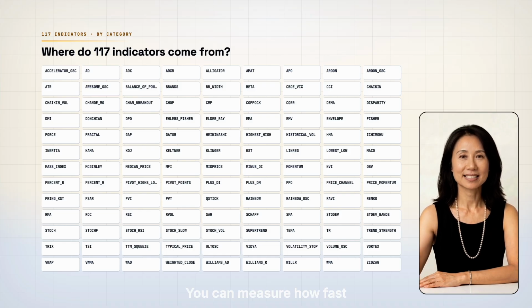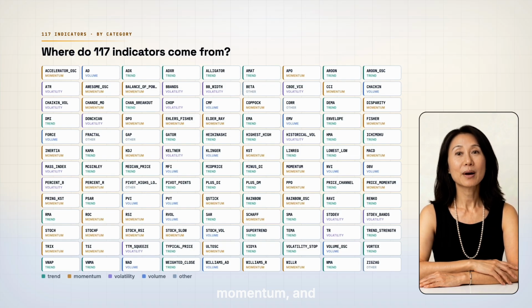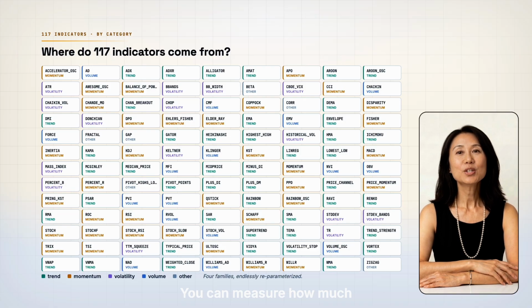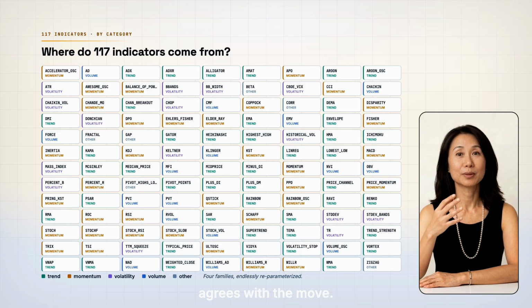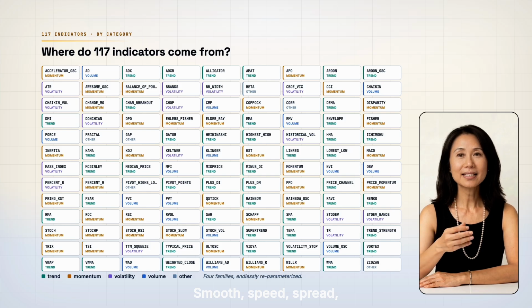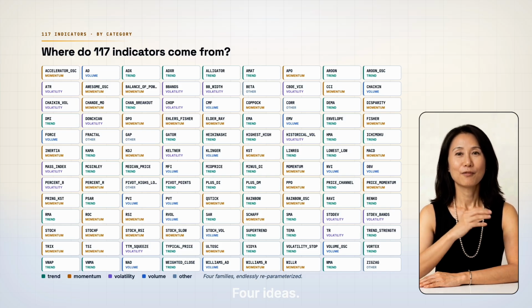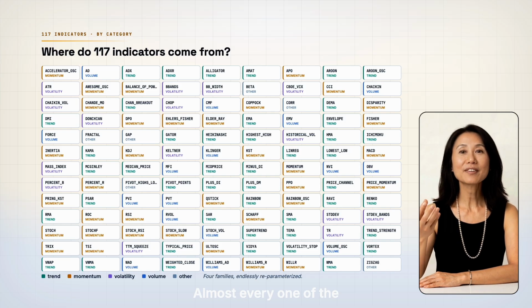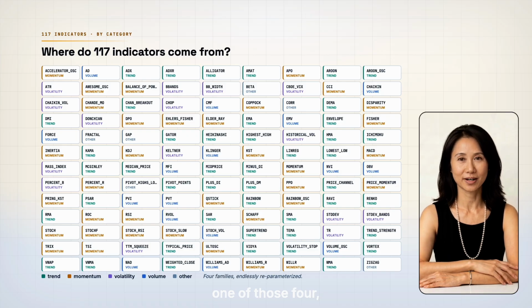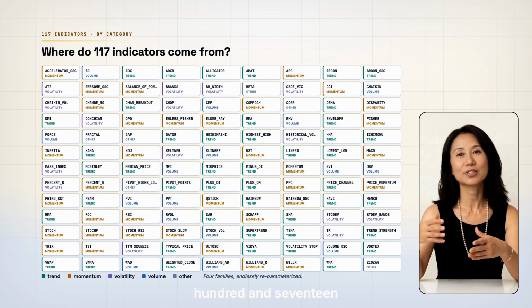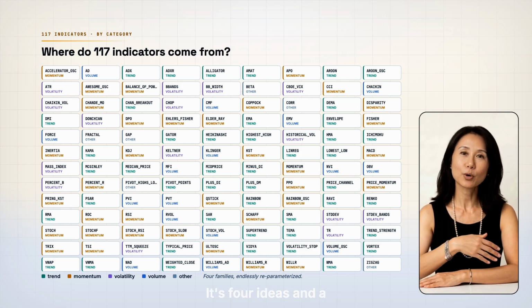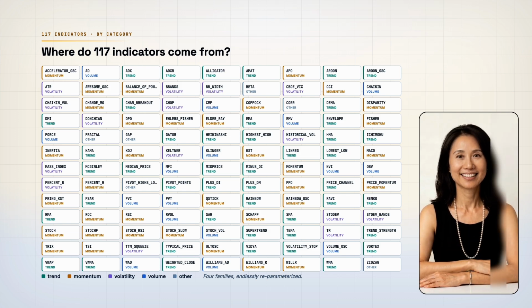You can measure how fast it's moving, that's momentum, and rate of change, and the relative strength index, and the stochastic. You can measure how much it's spreading, volatility, bands, average true range, or how much volume agrees with the move. Smooth, speed, spread, volume. 4 ideas. Almost every one of the 117 is one of those 4, parameterized differently or combined. The catalog isn't 117 discoveries, it's 4 ideas and a naming committee.